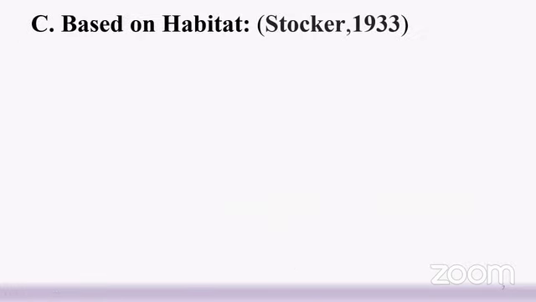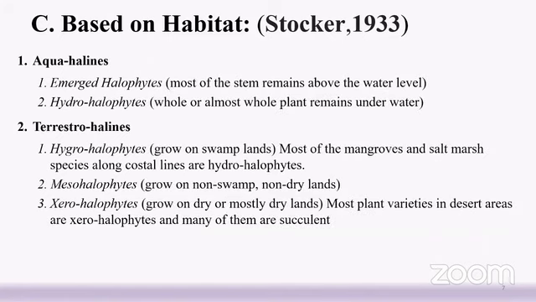The third basis is based on the habitat. Stocker 33 gave this type of classification. The first category is aquahalophytes, in which there are two categories: emergent halophytes and hydrohalophytes. In the emergent halophytes, most of the stem remains above the water level, and in the hydrohalophytes, the whole or almost whole plant remains under the water, and the water is saline, so they survive in such conditions.